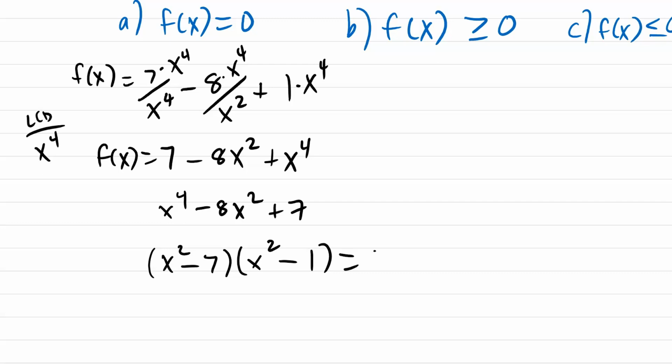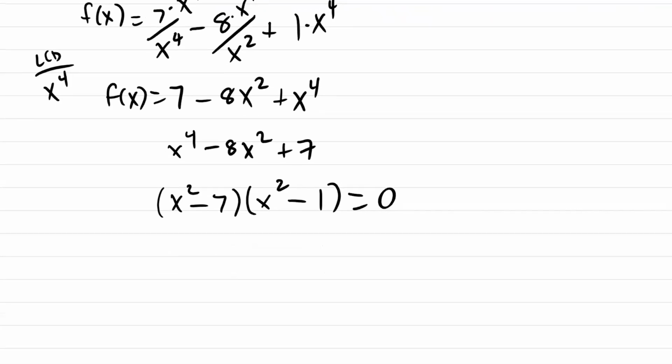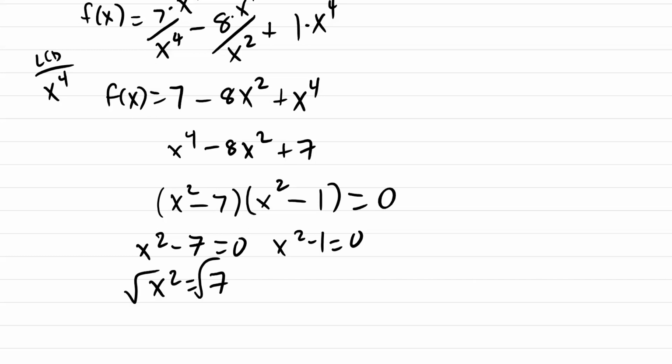Our first one says, where is it equal to 0? Well, take each group, set it equal to 0. Our first one, x squared equals 7. Square root that. We get plus or minus root 7. Second one, x squared equals 1. Square root that. We get plus or minus 1. So we have 4 solutions.